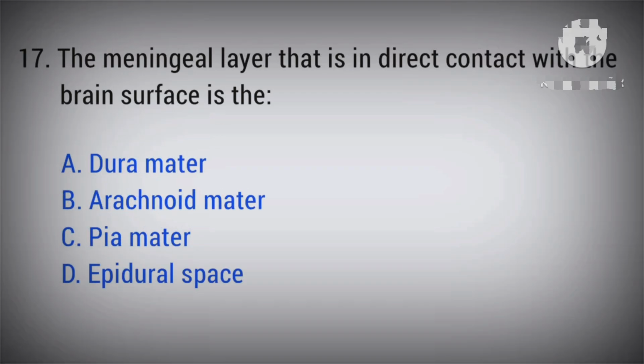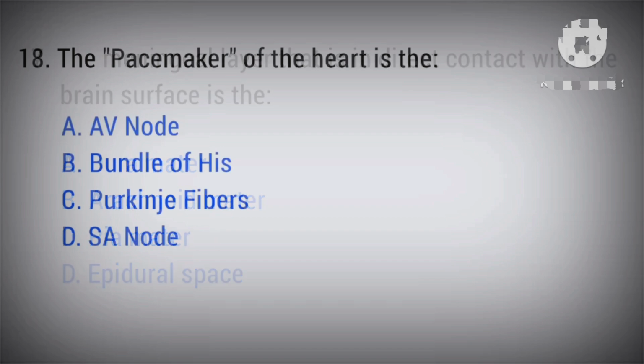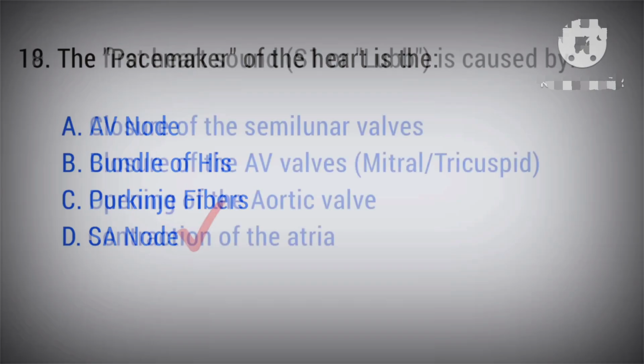Question 17. The meningeal layer that is in direct contact with the brain surface is the... The right answer is option C, pia mater. Question 18. The pacemaker of the heart is the... The right answer is option D, SA node.